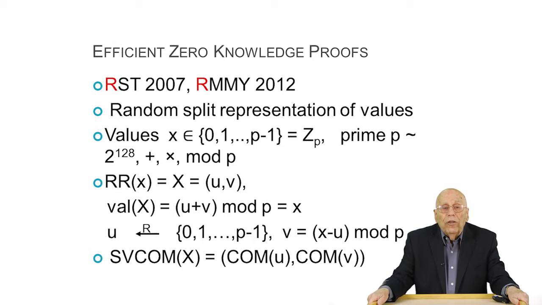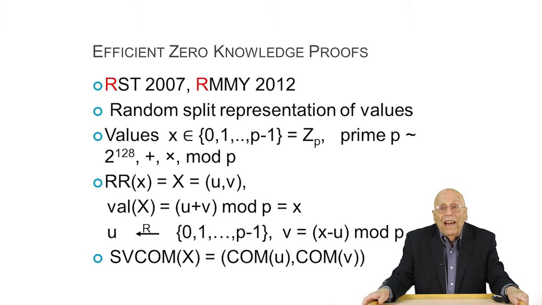So the basic concept is random split value representations of values. A value x in the range 0 to p minus 1, which is the finite field Z_p, where p is actually a small, quote-unquote, prime, let's say at most 2 to the 128, in other words, fitting into 1 or 2 computer words, and our operations are addition and multiplication mod p.